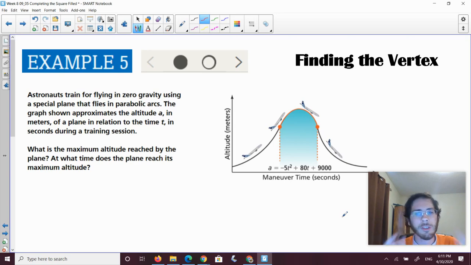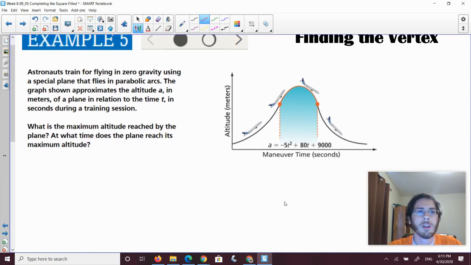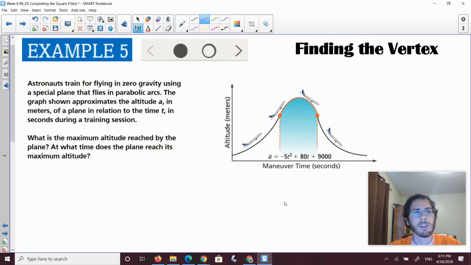So again, the applications aren't always going to come out so nice. So sometimes you have to think, is it going to be easier to do it with completing the square, factoring, or graphing? You've got to make your decision with some of these depending on how you feel about the numbers. In this case, our example is our astronauts are going to train.